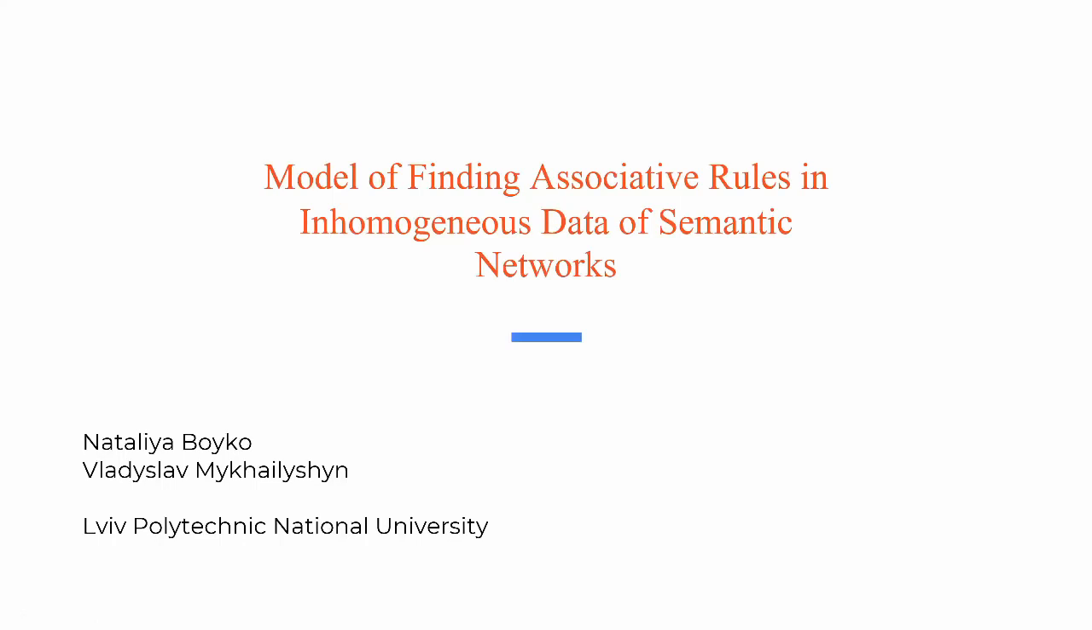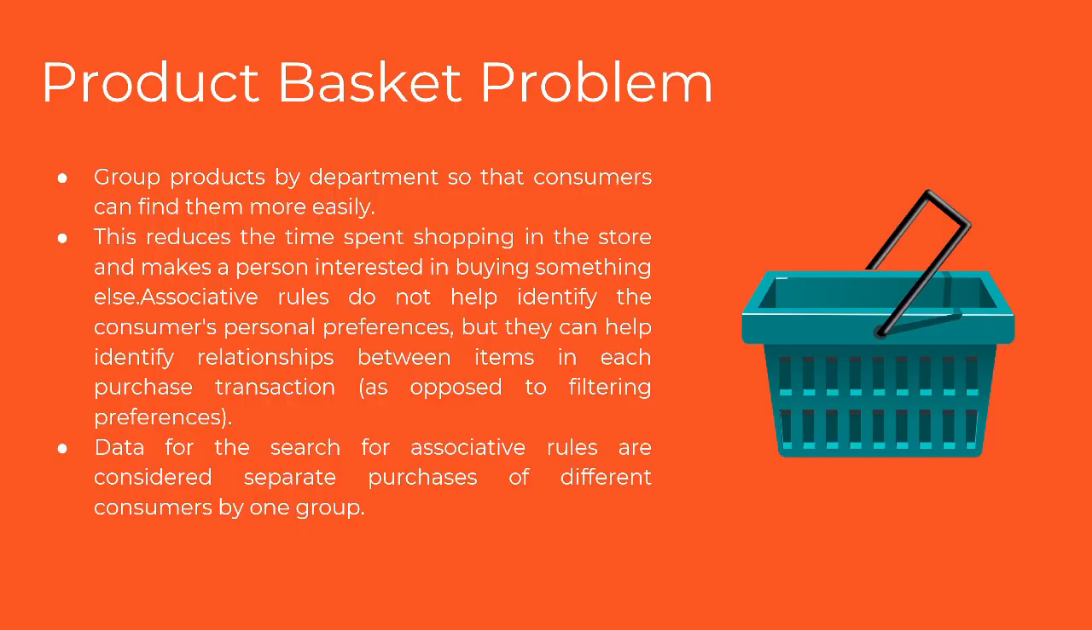Model of finding associative rules in inhomogeneous data of semantic networks. Product basket problem. Group products by department so that consumers can find them more easily. This reduces the time spent shopping in the store and makes a person interested in buying something else.